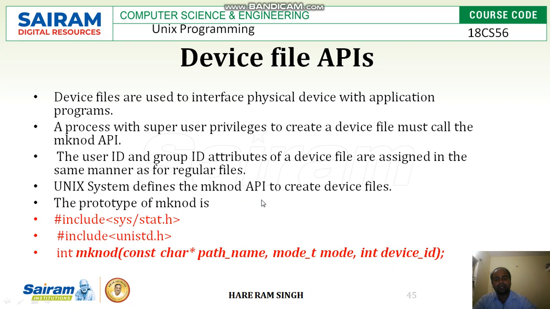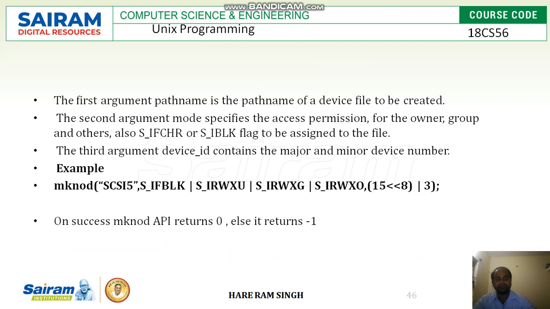Next, the Unix system defines the mknod API to create the device file. Let us see what the prototype is. The prototype is: int mknod(const char *pathname, mode_t mode, int device_id). Here 3 arguments are there. The first argument is the path name, meaning at which location that device file needs to be created. Next is mode_t mode. It tells what will be the access permission for the owner, group and others to the device file. And the third is the device ID.